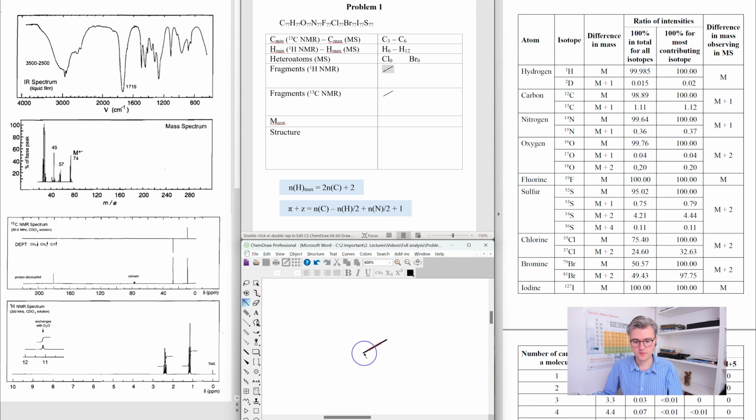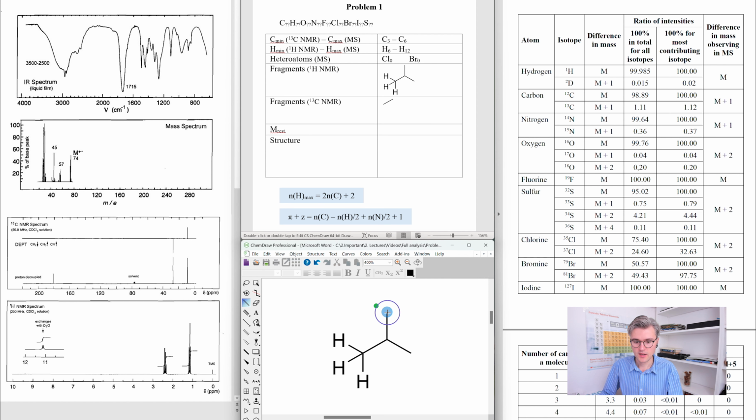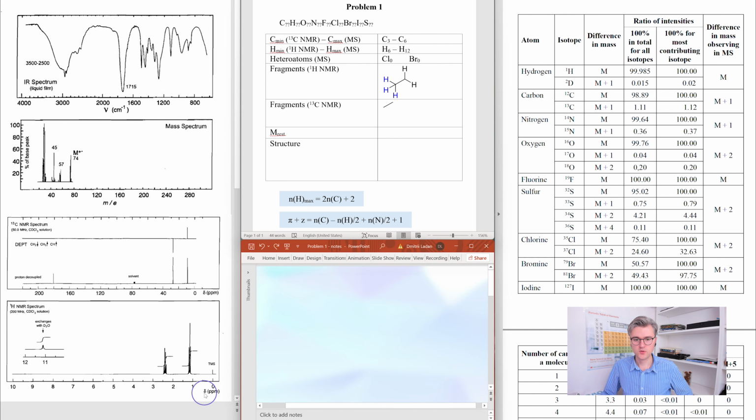So we have some number of protons, and we know that this is an integral of 3, which means we have 3 protons, and they split on 2 others. So in this case, we are talking about these 3. This is the signal of these 3. Perfect. So we go to the next.